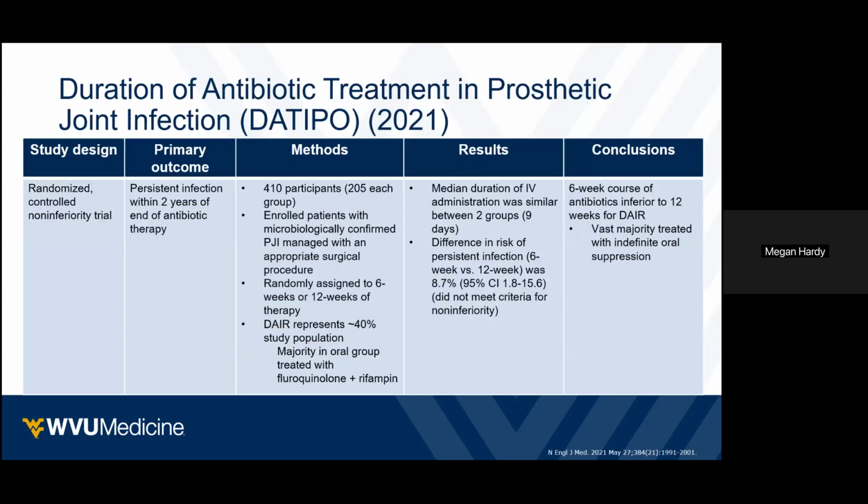And now we have some studies looking particularly at these DARE procedures. So we have duration of antibiotic treatment in prosthetic joint infections. This is a randomized controlled non-inferiority trial looking at a primary outcome of persistent infection within 2 years of the end of antibiotic therapy. This study had 410 participants and enrolled patients with microbiologically confirmed PJI managed with an appropriate surgical procedure. And they were randomly assigned to either 6 weeks or 12 weeks of therapy.